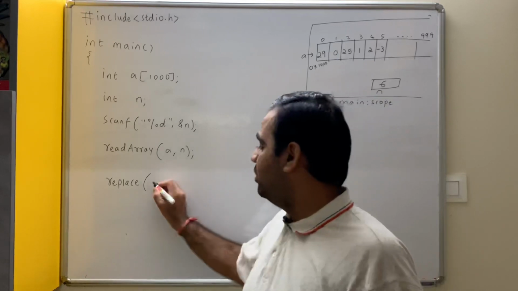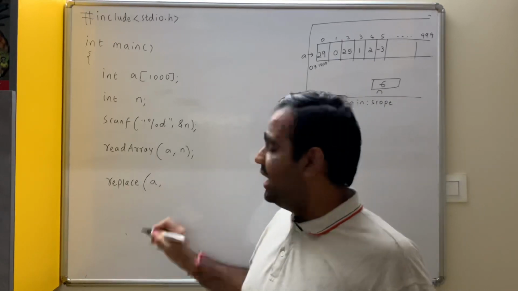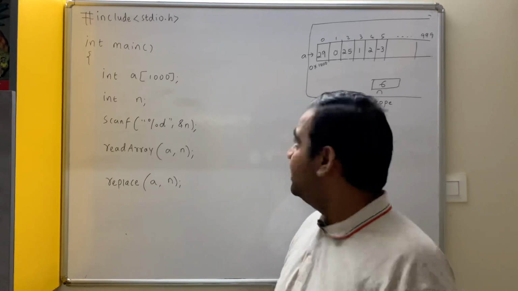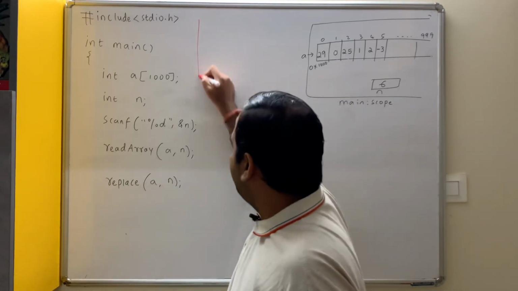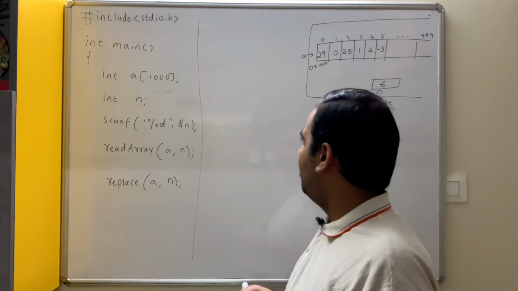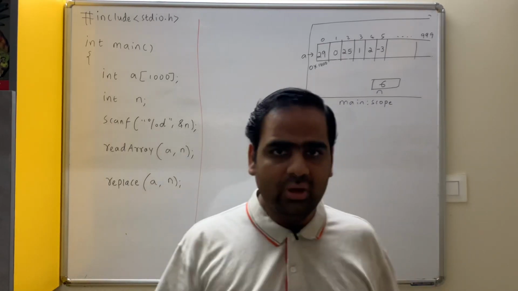In which array do we want to replace it? In array A. And how many array elements are there? There are n array elements. You have to write the prototype for the replace. I am going to write the implementation for the replace, how we are going to implement it.